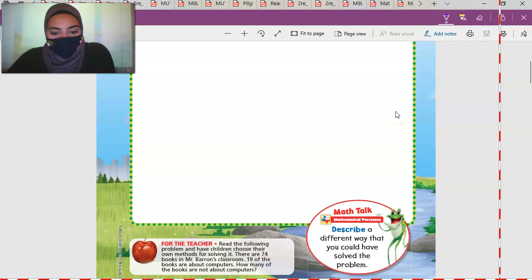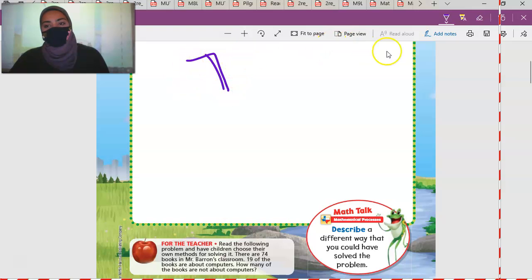Read the following problem. There are 74 books in Mr. Barton's class. 19 of the books are about computers. How many of the books are not about computers? What are we going to do? Elevator, escalator. 74. Ooh, that's ugly. I don't know why. Let me try that again.